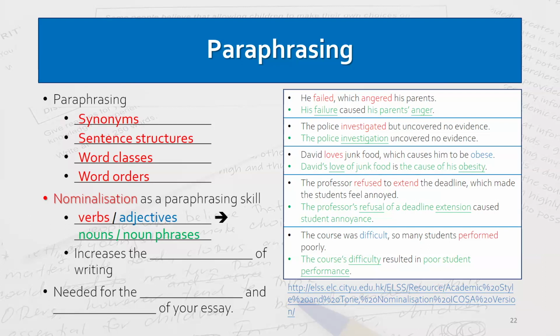Mind you, why do we need to practice nominalization in IELTS Writing Task 2? Because we need to produce a formal piece of writing, and nominalization can increase the formality of writing. Taken together, the paraphrasing skills together with nominalization will be necessary for your IELTS writing because you need to write an introduction. Remember, you need an introduction to your essay, right?